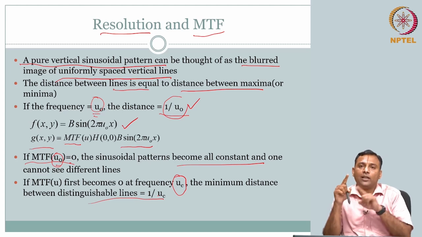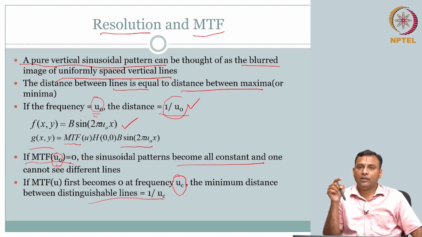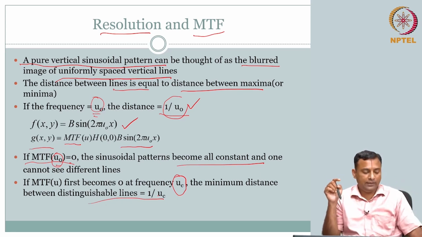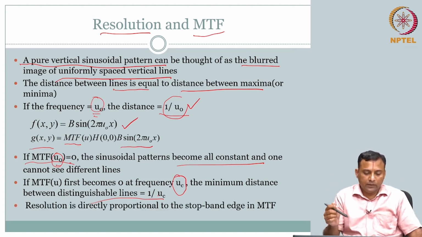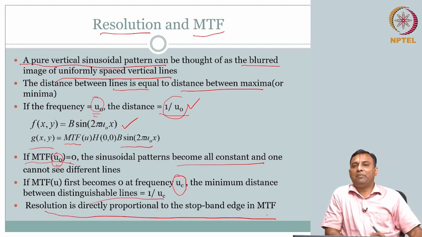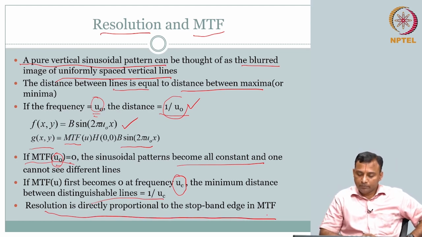Any frequency lower than that, I will be able to see. Whether the amplitude comes through or not depends on the MTF behavior, correct? But at least the frequencies will be there, or depending on the threshold of how you define whether you see the vertical lines or not, you will see the pattern. Clear? So resolution is directly proportional to the stop band edge in MTF. This is how we relate resolution and modulation transfer function. Life is very simple in simple cases.